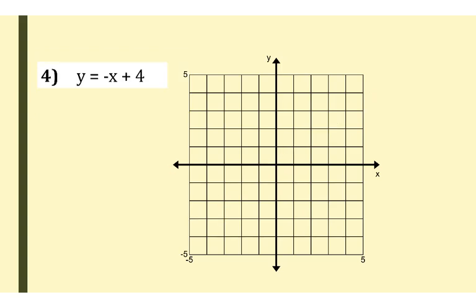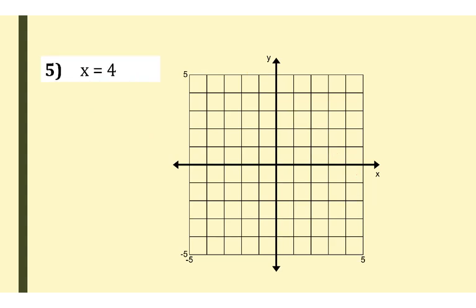Okay. Number 4. My slope is -1 because that's -1x plus 4. So I'm going to be starting at 4. I'm going to go down 1 and over 1. So if you didn't remember how to do that, that's how you do it. So make sure that you put that together like that.